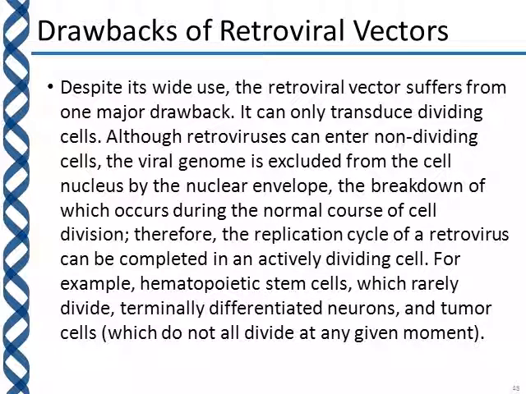Examples of cells that are a problem include hematopoietic stem cells, which rarely divide, terminally differentiated neurons, and tumor cells, which do not all divide at a given moment.